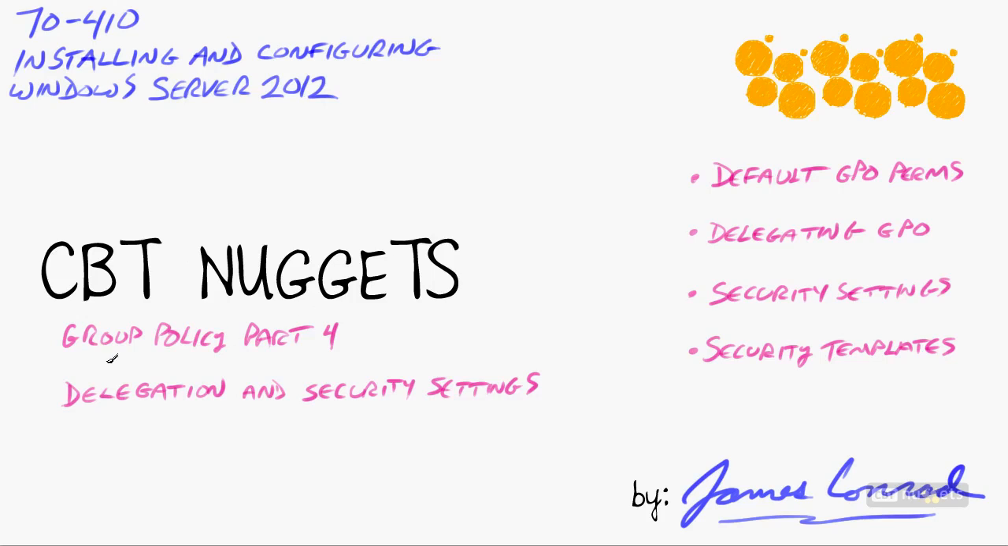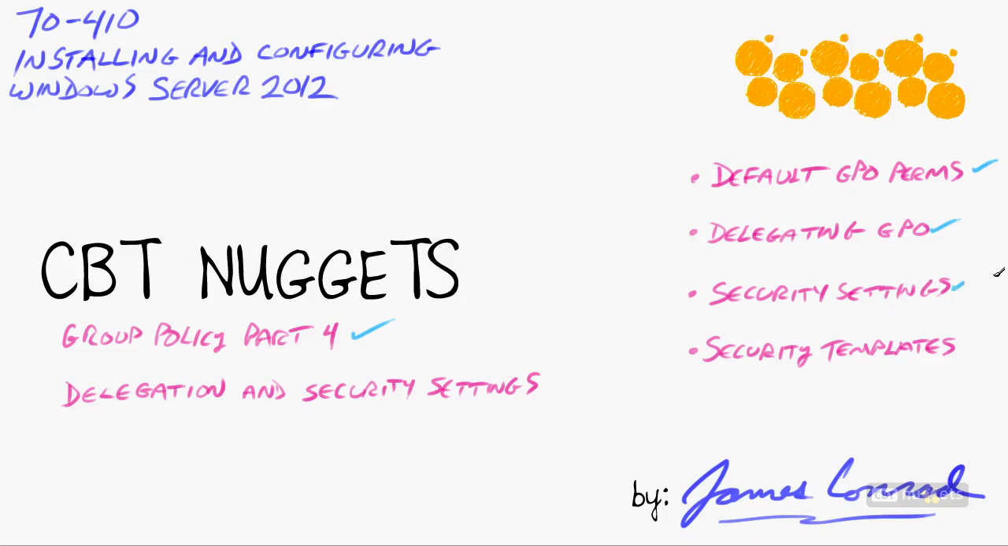In this nugget, we'll be addressing group policy. This is part 4, where we talk about delegation and security settings. We'll start off first of all by talking about some of the default group policy object permissions. Who can do what? Who can edit policies? Who can delete them? So on. Then we'll take a look at delegating group policy object permissions so that you might have additional administrators that you want to be able to somehow work with group policies, but maybe you don't want them to be full admins or full domain admins, for example.